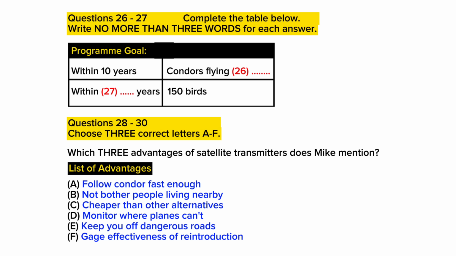I expect that well within 10 years the condors will be flying north and joining birds already released in Southern California. Hopefully we will reach at least 150 birds in each of these populations within about 15 years.